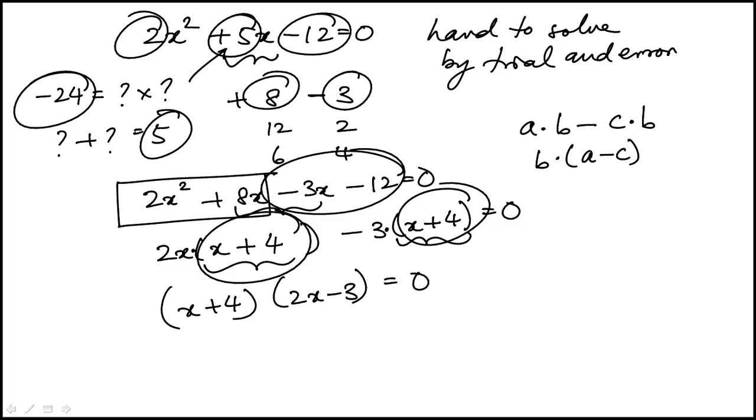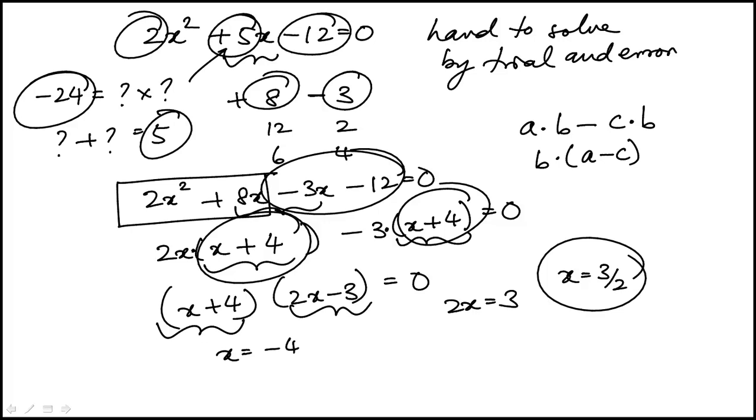And so now this is being factored. And so the roots would be when this is 0, which would be minus 4, or this piece is 0, which would be true when 2x is 3 or x is equal to 3 over 2. So here the two roots are minus 4 and 3 over 2. So this concludes this section of the algebra lecture.